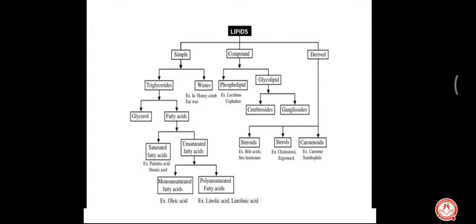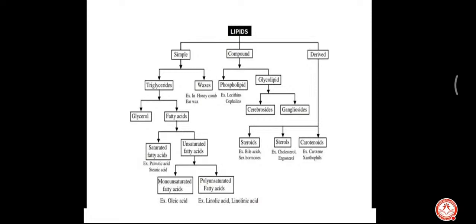Lipids are classified as simple, compound and derived lipids. Simple lipids are triglycerides. A triglyceride is a glycerol molecule with long chain fatty acids, and the fatty acid chain can be saturated or unsaturated. Saturated fatty acids are the true fats, and unsaturated fatty acids are liquid at room temperature with a low melting point, called oils. These unsaturated fatty acids can be monounsaturated, with one C double bond, and polyunsaturated, with many double bonds.